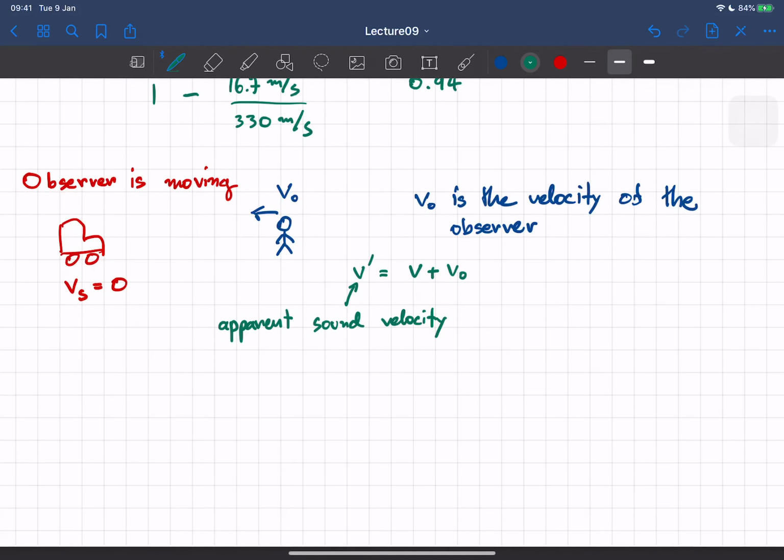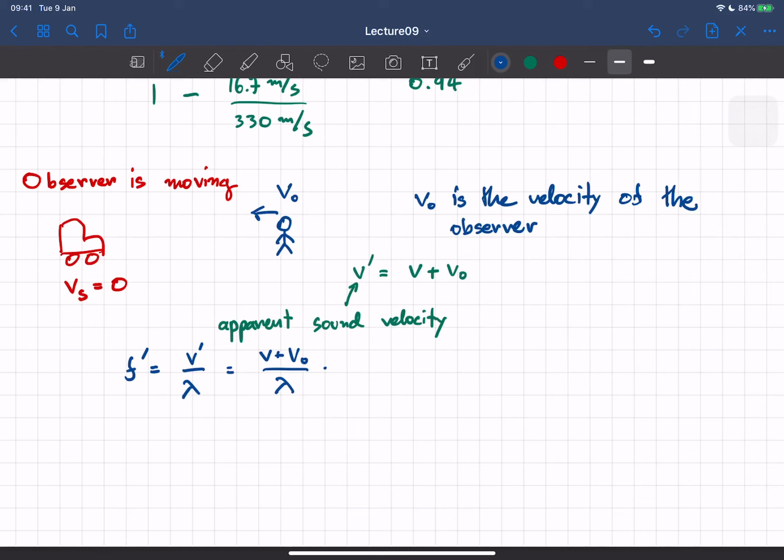And this makes analysis a little bit easier compared to the previous case because in this case, f prime is simply v prime divided by lambda because lambda did not change, right? Lambda is the wavelength coming out from the ambulance, and the ambulance is not moving, so there's no stretching or compressing in terms of the wavelength. So you just divide by a regular lambda here. But now v prime is different than v, so we can have v plus v0 divided by lambda here.